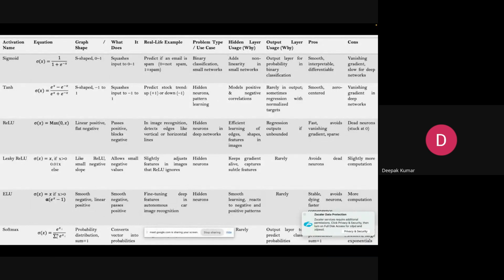ReLU, as I mentioned, is a linear function if the value is positive, so it is fast in computation and avoids vanishing of gradient. But that neuron is stuck at 0, as I mentioned. That's why I introduced the leaky variants. Leaky ReLU and ELU, variants of ReLU, are introduced to overcome this dead neuron problem. But when we introduce this slight change, these also add some computation burden in our CNNs.